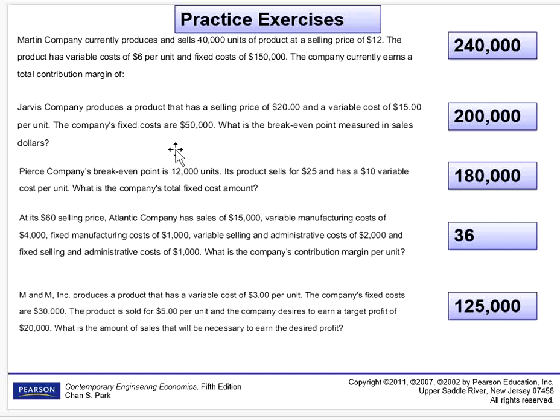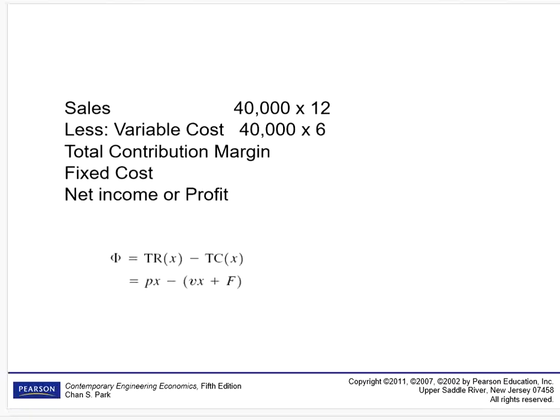Now this one: Jarvis company produces a product that has a selling price of $20 and a variable cost of 15, right? So 20 is P, and the variable cost is V. The company fixed cost F is given. What is the break-even point measured in sales dollars, right? So what is the break-even point? This formula, right?